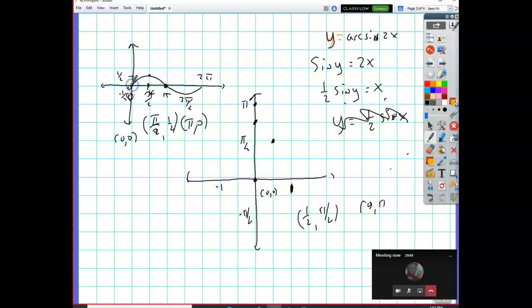What would it look like going backwards? At negative pi over 2, I'd be at pi over 2, negative 1/2. So at negative 1/2, I'm going to be at negative pi over 2. And your calculator will freak out if you try this.